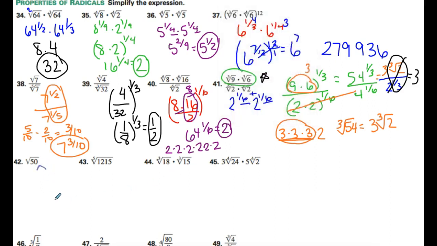The square root of 50. 50 breaks down into 25 and 2. 25 breaks down into 5 and 5. This would be 5 root 2. Or you could say 5 times 2 to the 1/2.